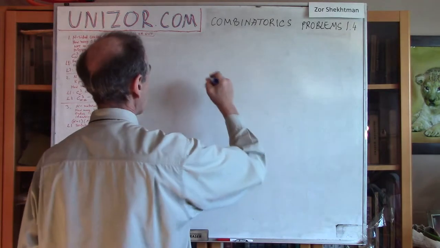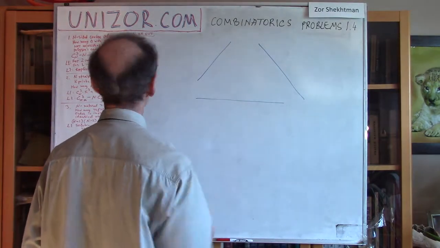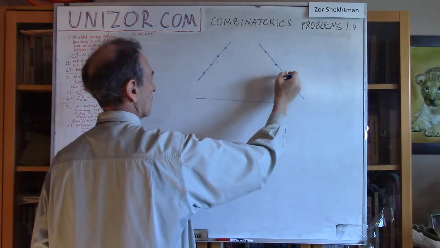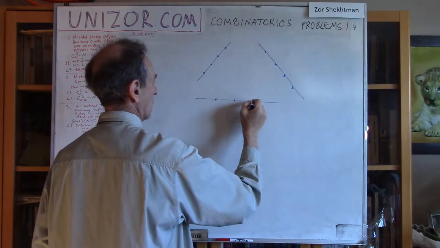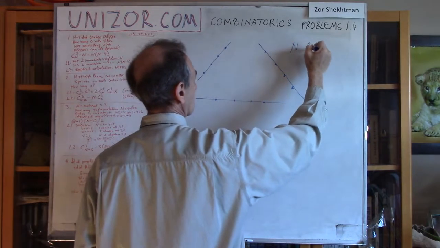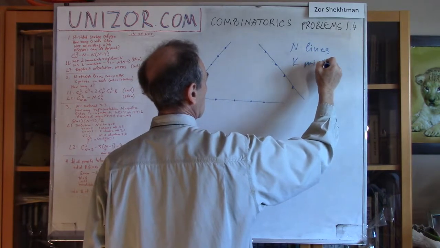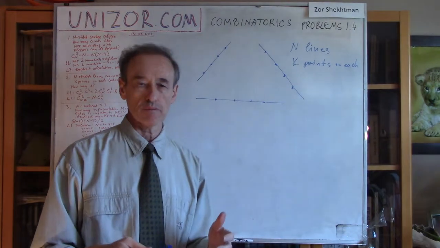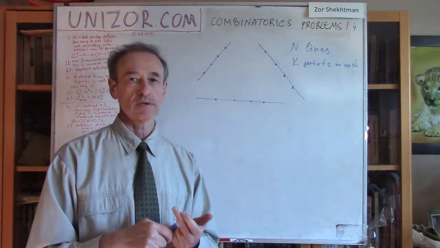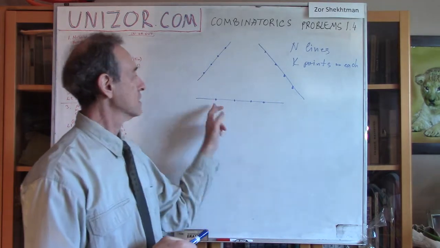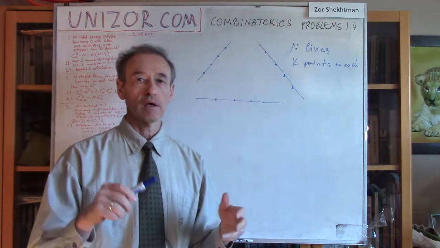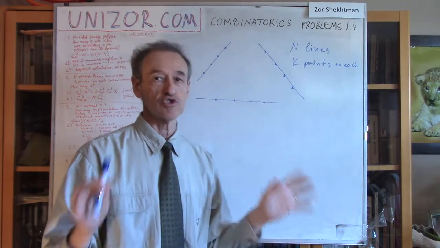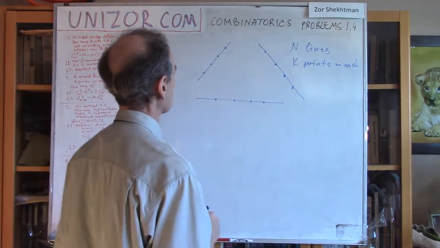On the plane, we have n straight lines, and each line has k points on it. So we have n lines, k points on each. Now, let's make some reasonable assumptions. Lines are not parallel. No three lines intersect at the same point. And these k points given on each line do not coincide with intersections of the lines. So intersections are not part of this. So it's the most common case.